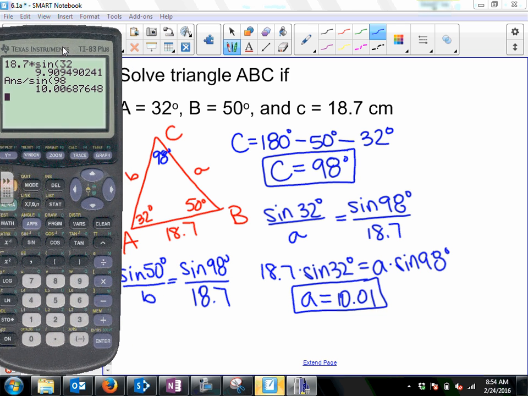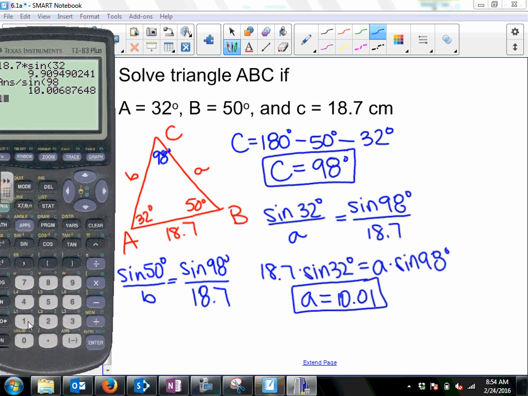So now we can solve that proportion. 18.7 times the sine of 50 degrees. If you're going to punch everything in all at once, make sure you close the parentheses. When you press sine, it opens the parentheses. You put your angle in, you close the parentheses, and then you can divide by the sine of 98. So side B is 14.47.